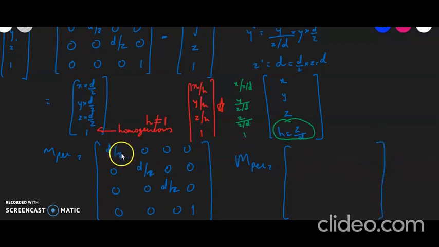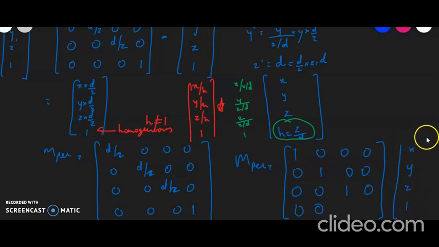And now my M perspective matrix says that my x dash will be x, so it's a 1. My y dash will be y. My z dash will be z, and my homogeneous value will be z upon d, right? So it will be 0 0. Now z, so this is my x, y, z and a 1. Now I want to multiply my homogeneous value such that it becomes z upon d. So z has to be multiplied by 1 upon d, right? And the last value becomes 0.